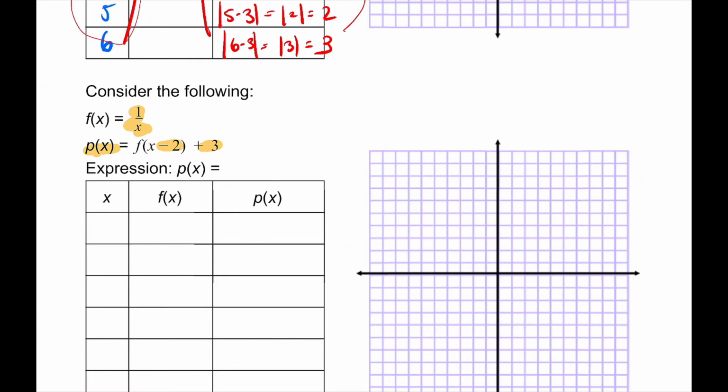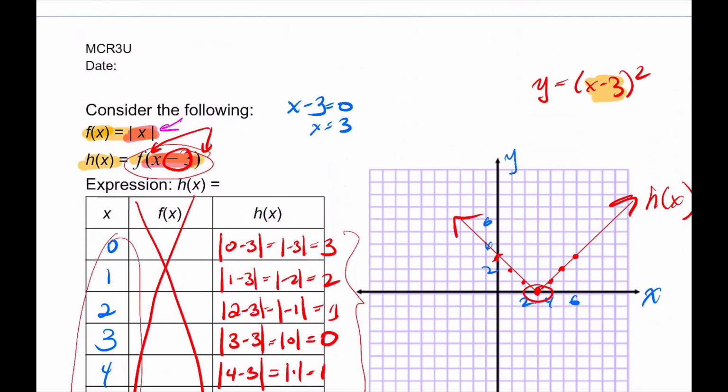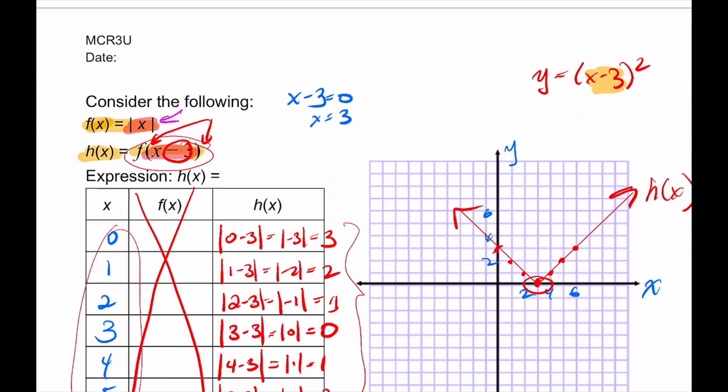So minus 2 is inside the function. We're going to subtract 2 from x inside the function, and then we're going to add 3. I realized I didn't go back and do the expression up here. So let me go back and do that, because this one is a bit tricky.